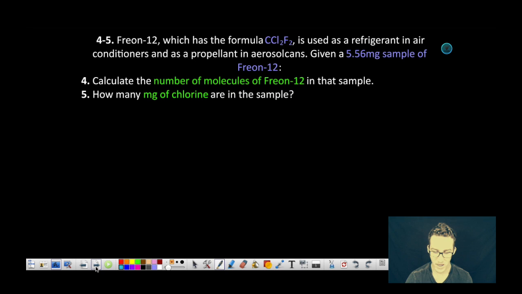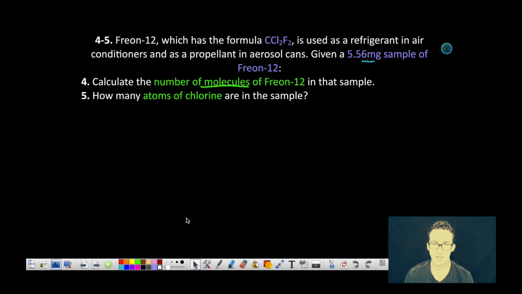Okay, here we go. Talking about Freon 12. Freon 12, which has the formula CCl2F2, is used as a refrigerant in air conditioners and as a propellant in aerosol cans. Given a 5.56 milligram sample of Freon 12, question 4 asks us to calculate the number of molecules of Freon 12 in the sample, while question number 5 asks us how many atoms of chlorine are in the sample.